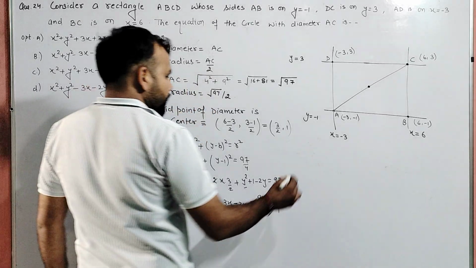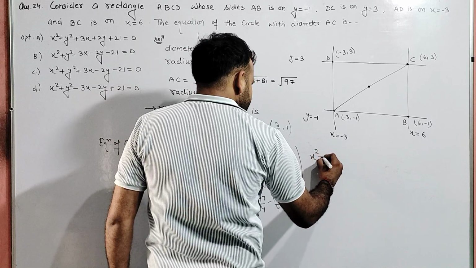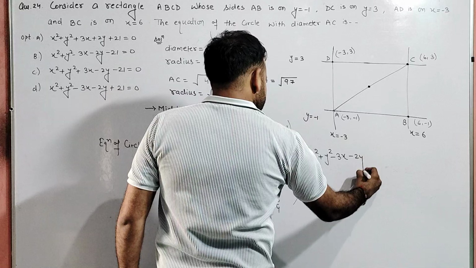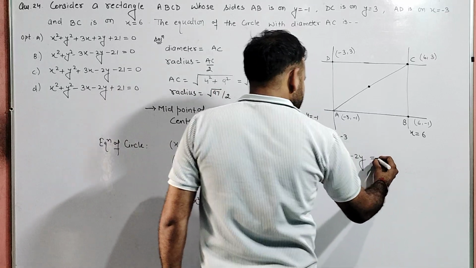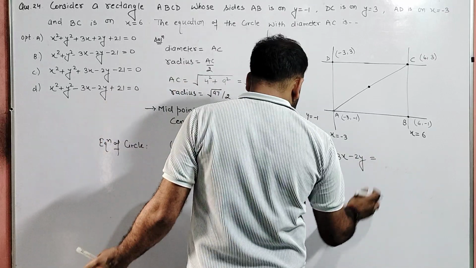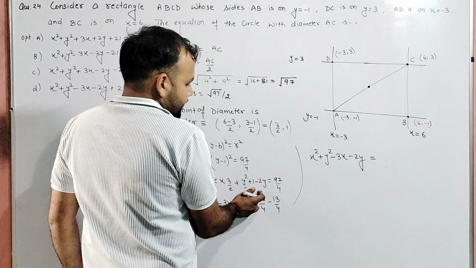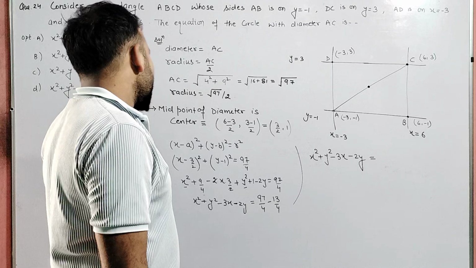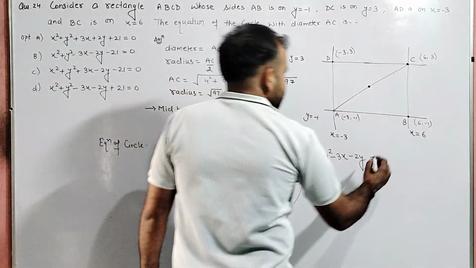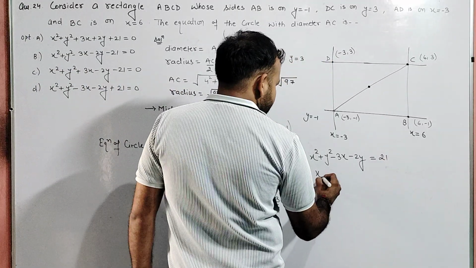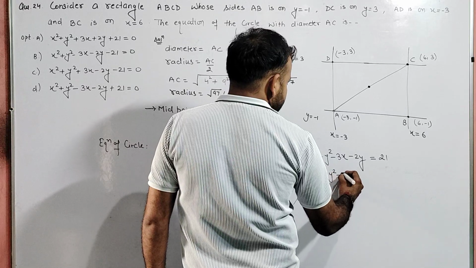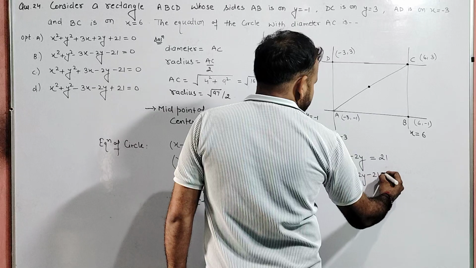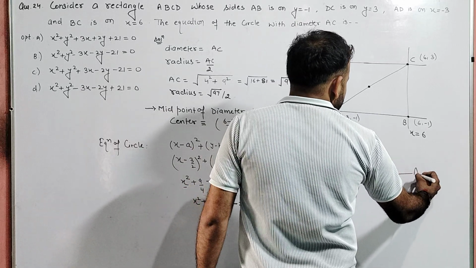So our overall equation of circle is x square plus y square minus 3x minus 2y is equals to, or we can take it on the left side. First of all, we calculate 97 minus 13, that means 84. 84 divided by 4, that means 21. So our required equation of the new circle is x square plus y square minus 3x minus 2y minus 21 equals to 0. This is our full and final answer.